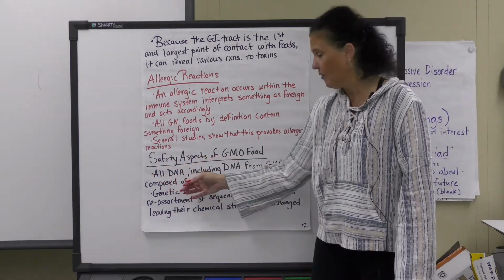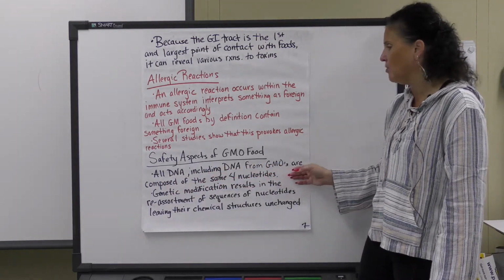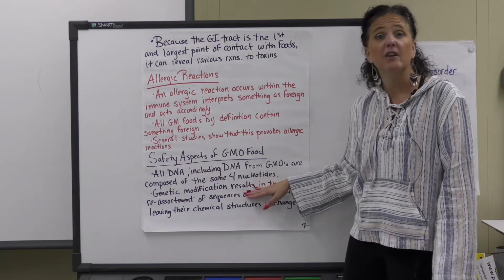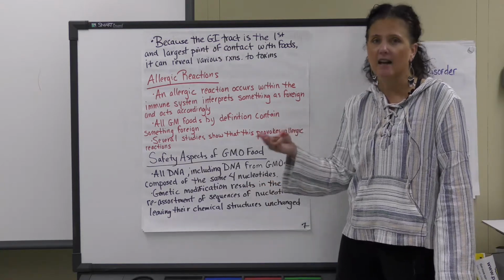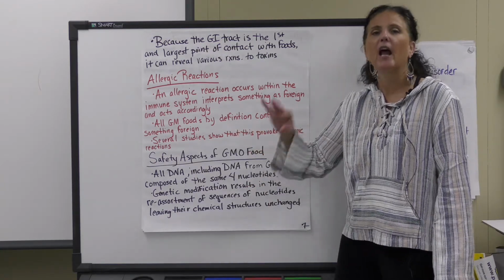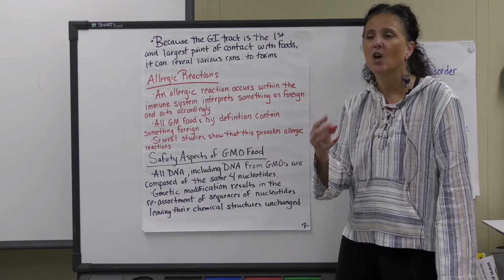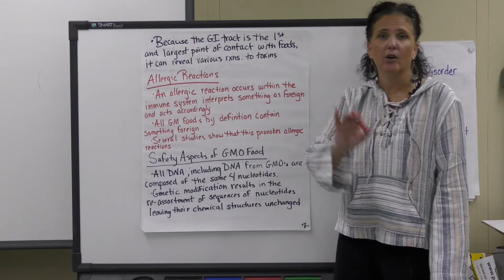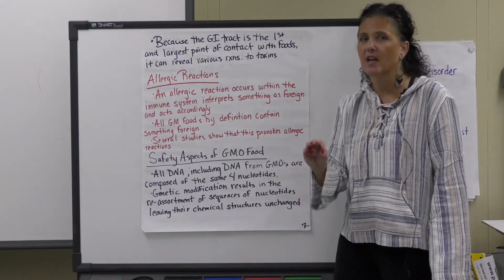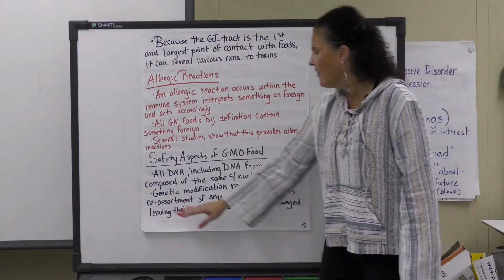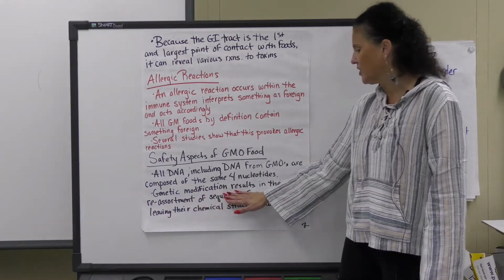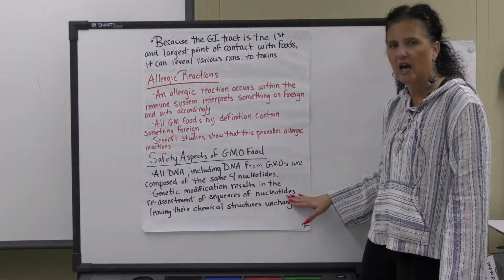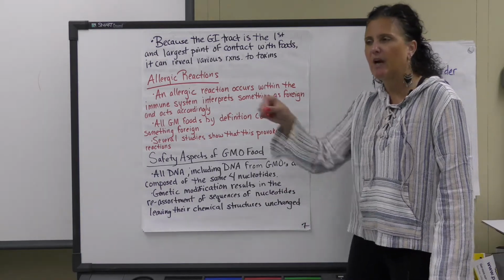All DNA, right, including DNA from GMOs, is composed of the same 4 nucleotides. We talked about this when we covered DNA: adenine, thymine, cytosine, guanine. All of your DNA is made of the same 4 nucleotides, whether you're an ant, a flower, a dog, a cat, or a human, it's all the same 4 nucleotides. That genetic modification results in what's called a reassortment of sequences of nucleotides. We're switching those base pairs around.